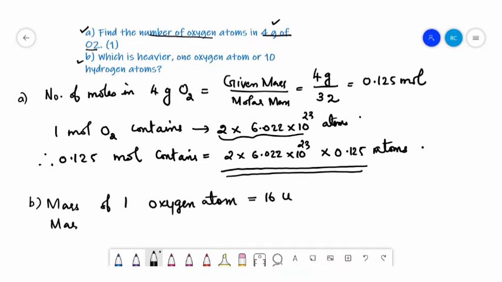What about the mass of 10 hydrogen atoms? 1 hydrogen atom has 1 u, so 10 have 10 u. So which is heavier here? 16 u is heavier than 10 hydrogen atoms. So in such cases, you need to write the mass, then you can understand automatically which one is heavier. So 1 oxygen atom, which has 16 u, is heavier than 10 hydrogen atoms. Fine. Next question.